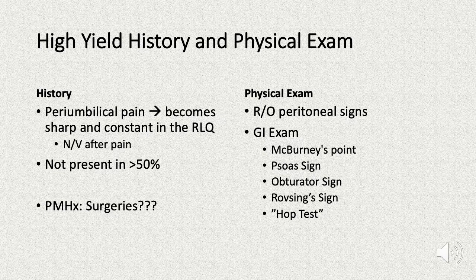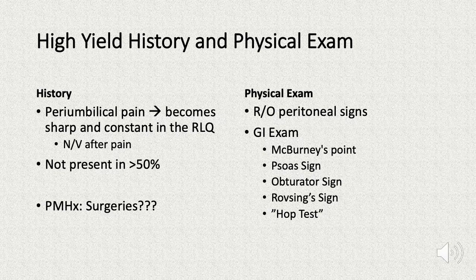On physical exam, you need to rule out peritoneal signs because these would indicate a surgical emergency, and you need to leave the room and get your attending immediately so they can examine them with you. For your GI exam, there's a lot of fun and special tests you can do for appendicitis. You can look for pain at McBurney's point, which is a point of maximal tenderness, 2/3 of a line drawn from the umbilicus to the anterior iliac spine.